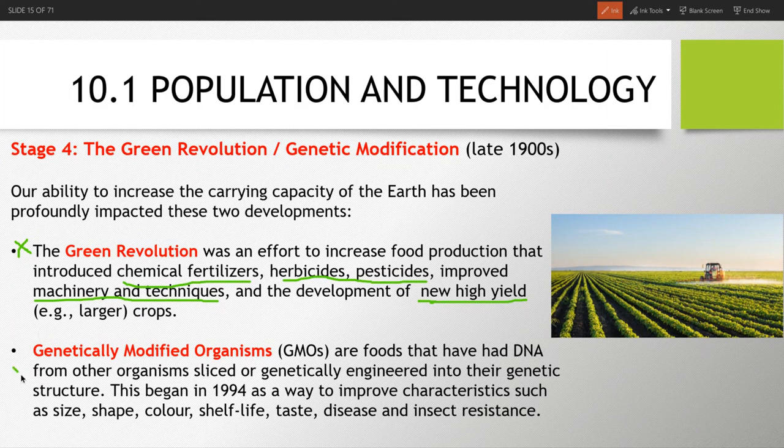Also, genetically modified organisms, or GMOs, are foods that have had DNA from other organisms spliced or genetically engineered into their genetic structure, right? So we either get new types of food being produced, or food that might be larger, it might taste better, it might be resistant to disease or damage from insects and so on, which means that you would have more food at the end of the day, whether it survives longer, lasts longer, shelf life, or whatever the case might be. And again, that means at the end of the day, more food for a greater number of people, and therefore an increase in carrying capacity.